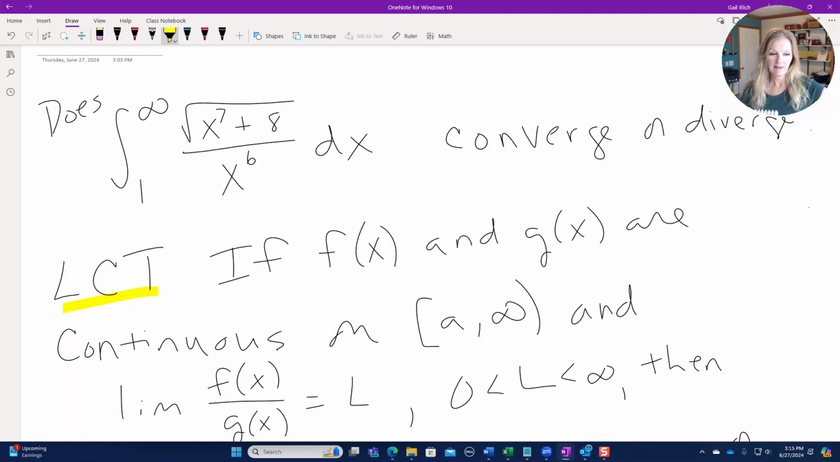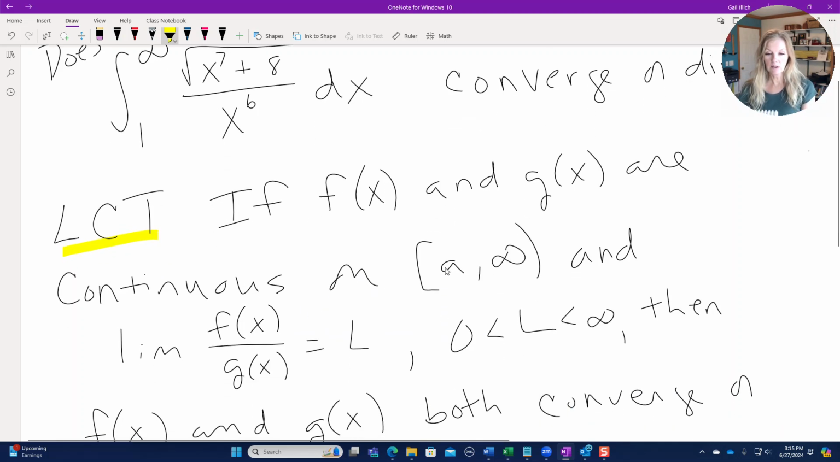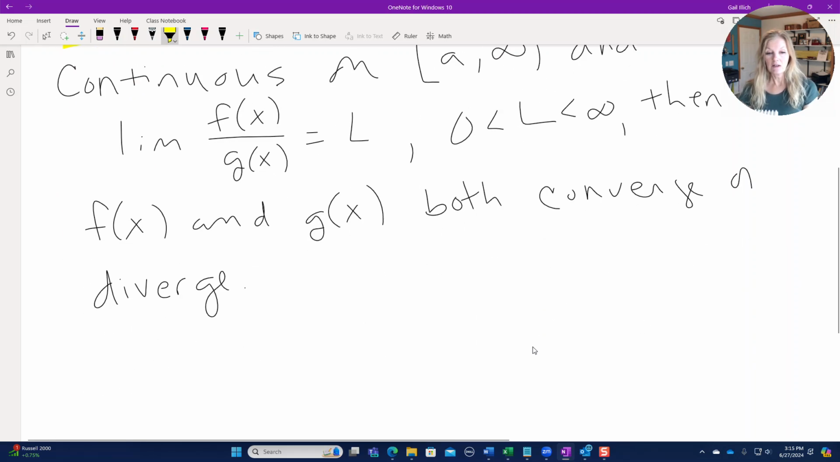So again, in math terms, if f of x and g of x are continuous on the interval, and our interval here is from 1 to infinity, so in general from a to infinity, and if the limit of f of x divided by g of x is some constant, a number between 0 and infinity, then f of x and g of x either both converge or both diverge.